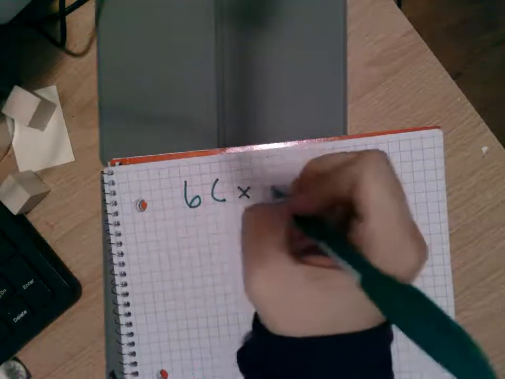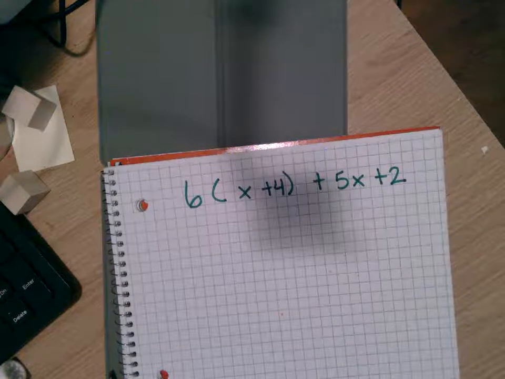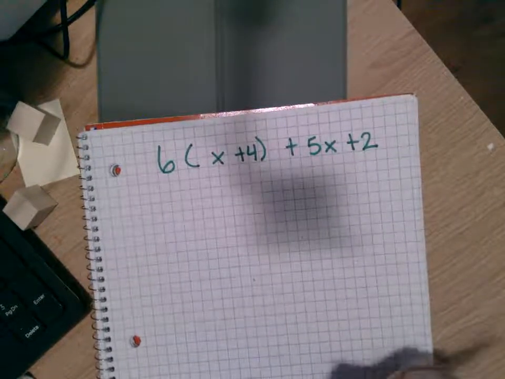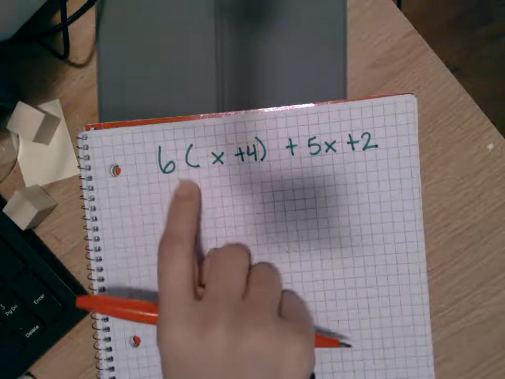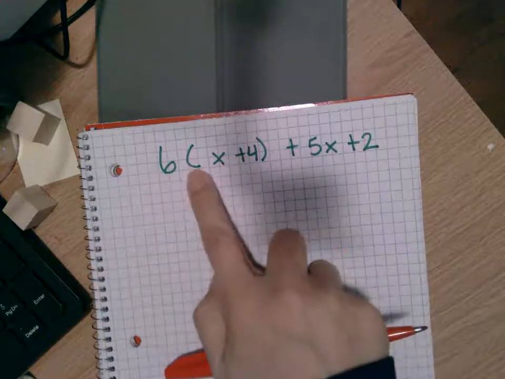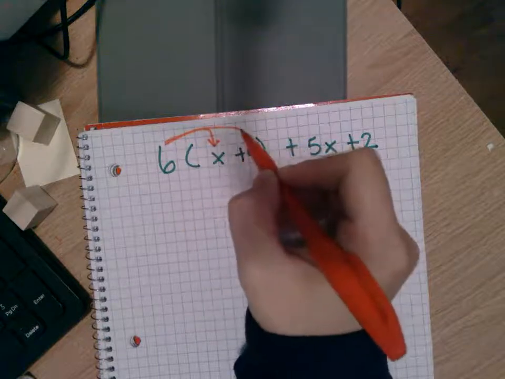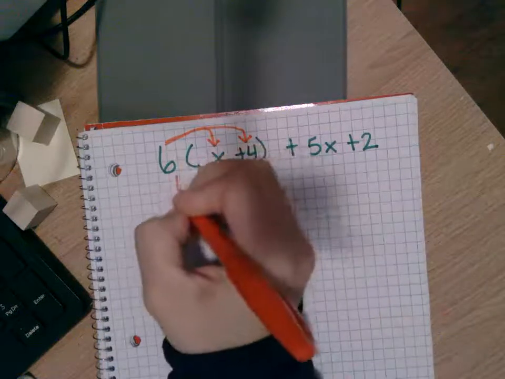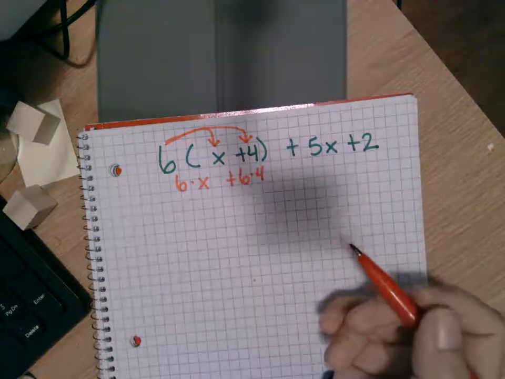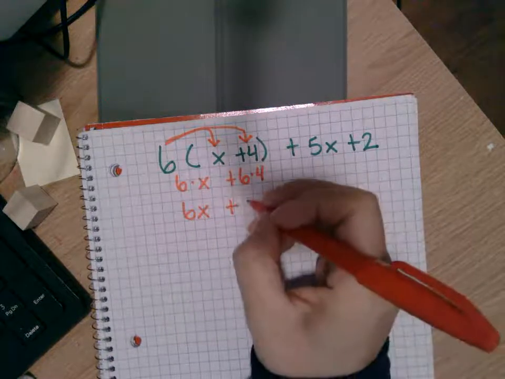6 parentheses x plus 4, plus 5x plus 2. So what's different about this one? We have the x and the 4 in parentheses. Yes, and you have this number in front of it, right? So this part, we have to do the distributive property, which means you take the number that is outside and you give it to what's inside via multiplication. So it would be 6 times x plus 6 times 4. So first I have to do the distributive property. 6 times x is 6x plus 6 times 4 is 24.